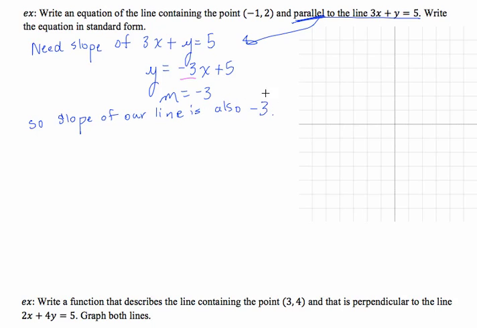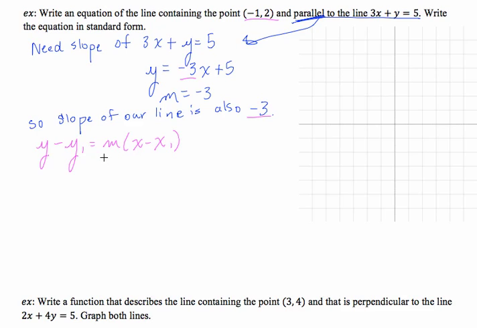So we have the slope, and the other thing we have is a point. At this point we have the slope and we have a point, so I would go with point-slope form because that's what we have. Point-slope form is y minus y1 equals the slope times x minus x1. If you just write this every time you do a problem, you'll have it memorized in no time.